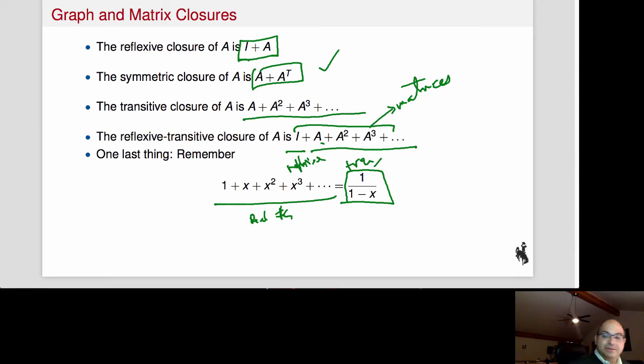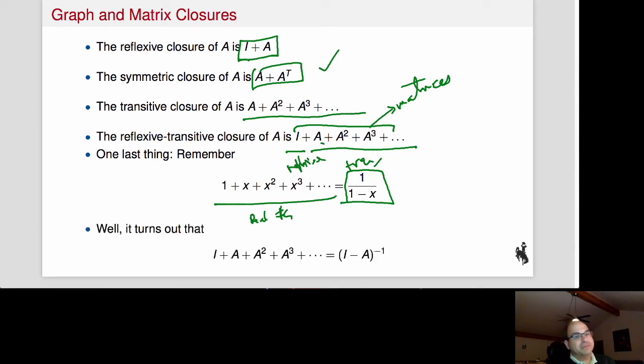However, I will tell you that there's a very similar result for matrices, and that is that I plus A squared plus A cubed is actually equal to 1 over I minus A, except there's no 1 over because there's no division of matrices. There is instead matrix inverse, which plays a similar role. So it's actually (I minus A) inverse, and that is the transitive reflexive or the reflexive transitive closure of the matrix A. I think that's just absolutely amazing.